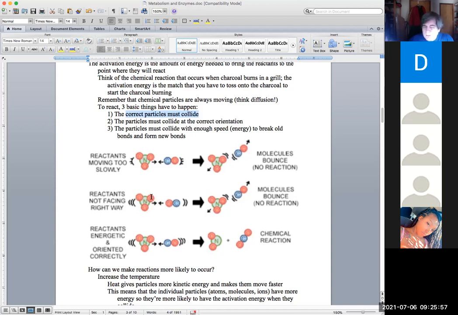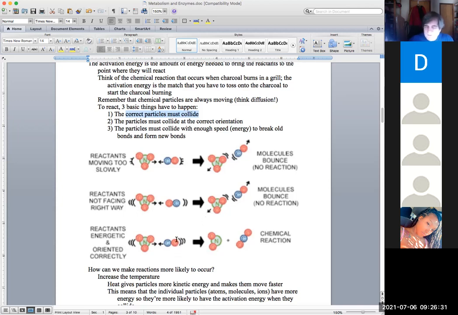If we look at the reactants, they have to be oriented in the correct direction. In this case, this oxygen actually has to be facing the nitrogen. If it's facing away from the nitrogen, nothing happens. When the two reactants collide, they have to collide fast enough. If they don't, they just bounce off each other, kind of like two balls if you're playing pool.